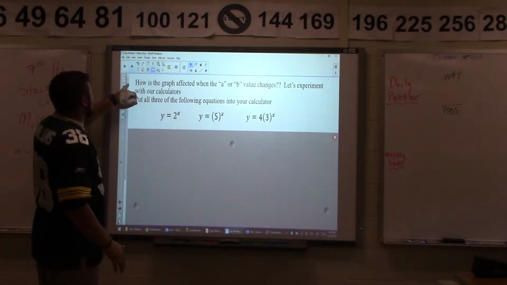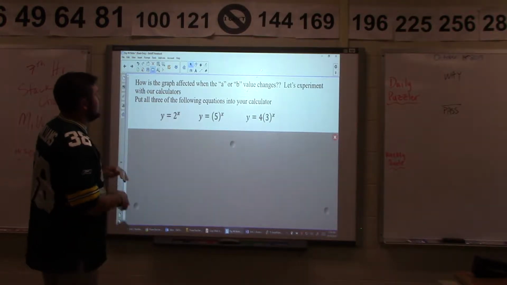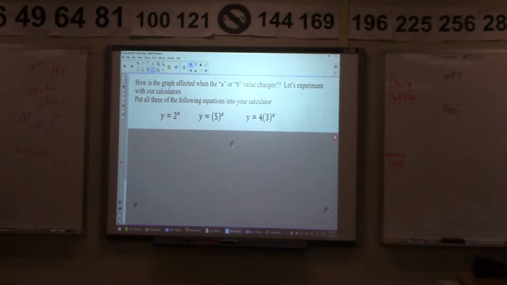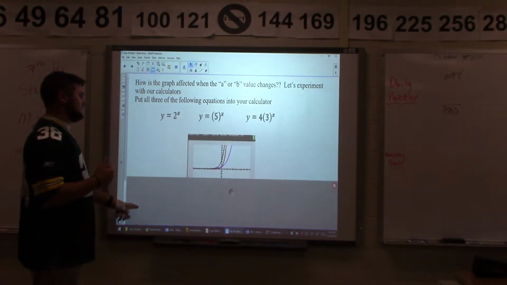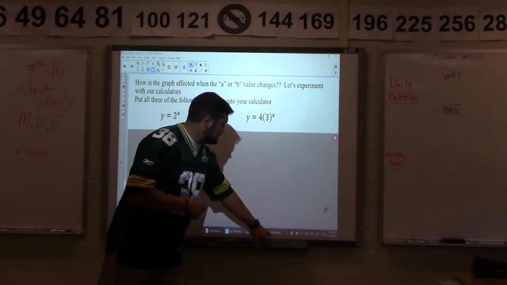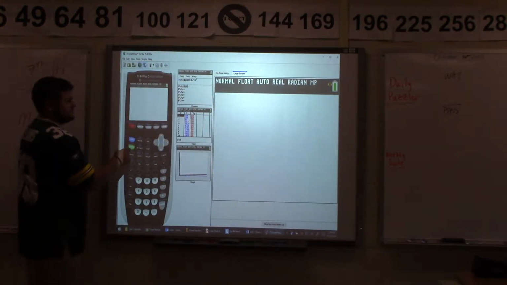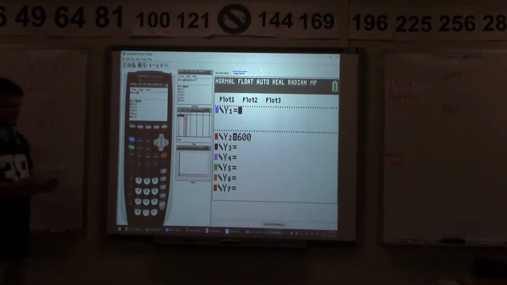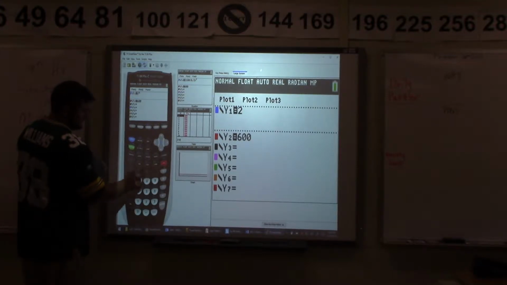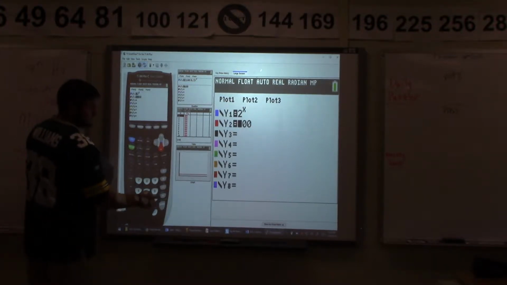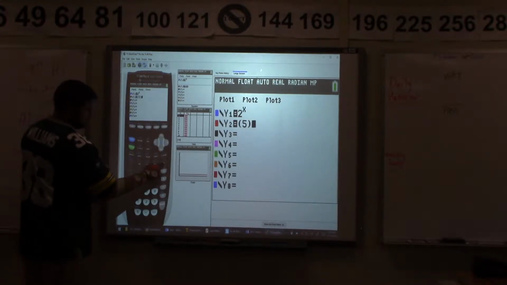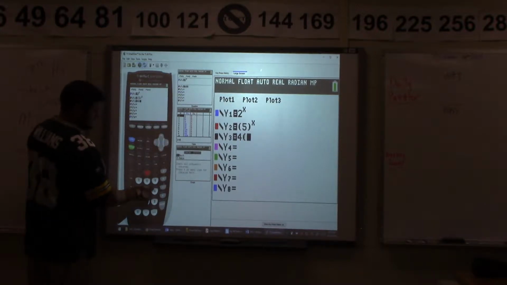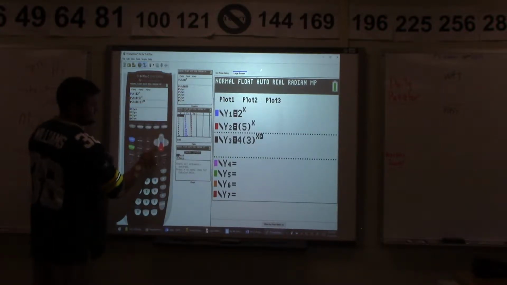Now, what I want you to do is, in your graphing calculator, plug these 3 equations in your y equals. I think we might have to change our windows a little bit. I'll put them in mine as well so you can see it up here if you don't have your calculator today. 2 to the x, 5 to the x, 4 times 3 to the x.